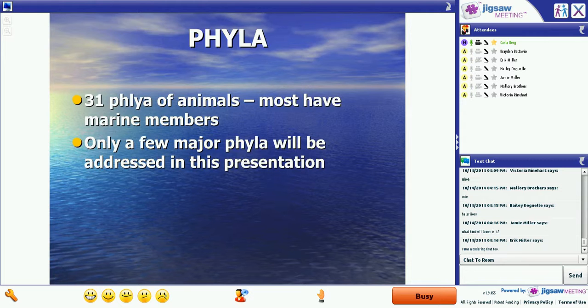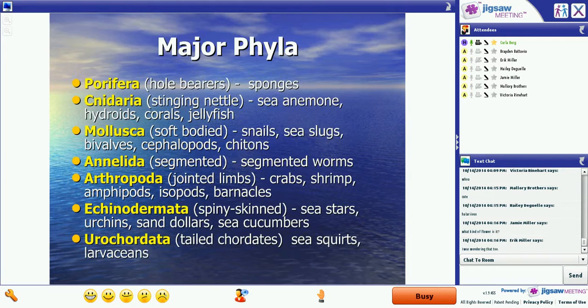There are over 31 phyla of animals that are considered invertebrates. Most have some sort of marine members. However, due to time, we are only going to talk about a few of the major phyla today in class. And I'm going to be skipping through a few of these. So the first thing I want to do is just introduce you to the names of the major invertebrate phyla. Now, some of them are hard to pronounce.